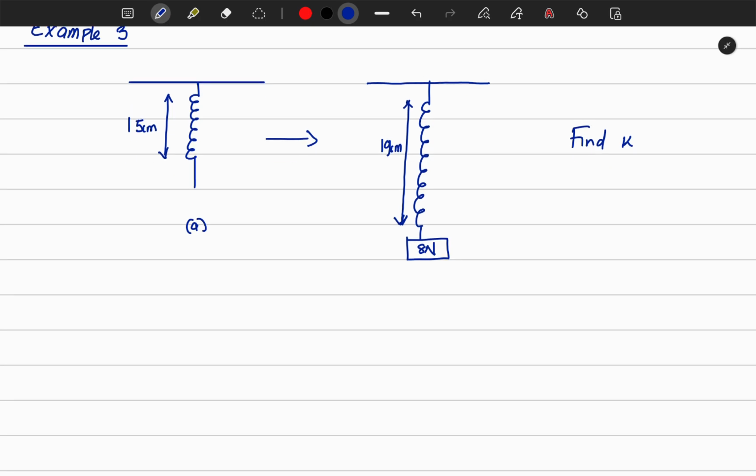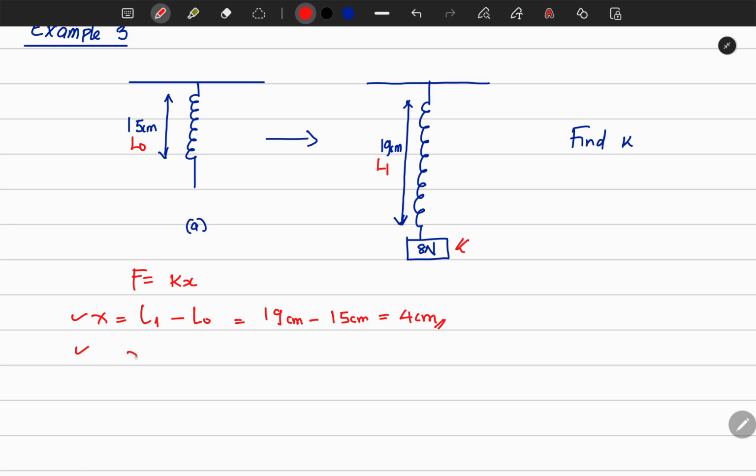All right, gather here. To find K, we know that from our relationship, F is equal to Kx. So we need to find X first of all. X we said is L1 minus L0. So the one that we have here is our L1. The one that we have here is our L0. So this will give us 19 centimeters minus 15 centimeters, which will give us 4 centimeters.